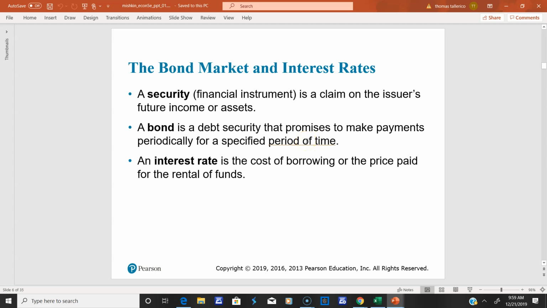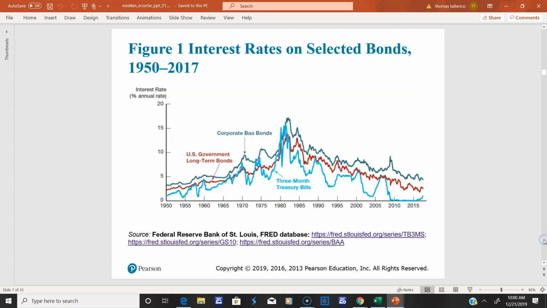So when you get a bond, you'll get all the information with regard to the maturity of the bond and how much interest it's going to pay. Once the coupon is set in the indenture or in the contract, it will stay like that forever. The interest rate you'll get is basically the cost of borrowing or the price paid for the rental of funds. If you're renting funds, you're going to a bank, basically, right? They're going to rent your money, and they're going to pay you some money back for renting your money.